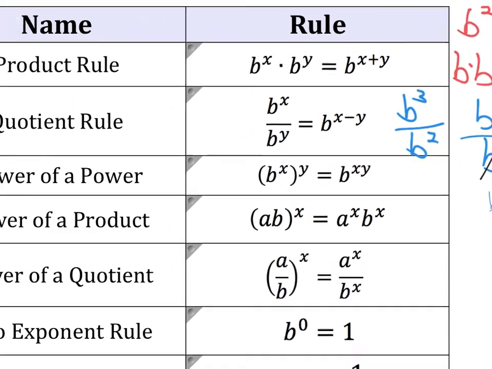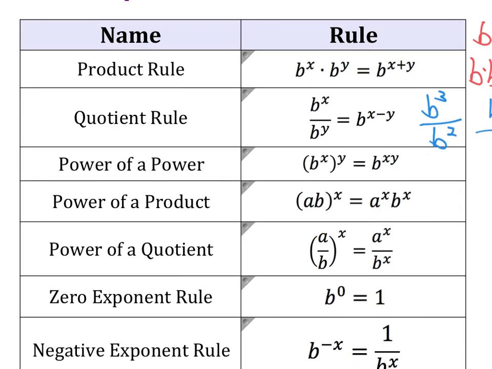All right, next up, power on a power. So if you have the base written once and only once, and there's an exponent directly touching the outside of parentheses, that will multiply inside the parentheses to the exponent. So if this was b to the second raised to the third power, that would give me b to the sixth. The reason why is if I were to write b to the second 3 times, so b squared, b squared, b squared, I'd have 6 b's all total.